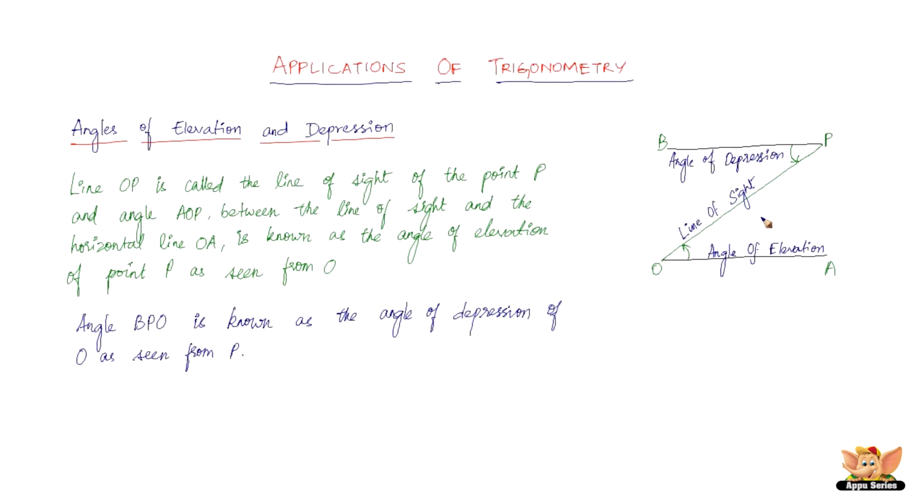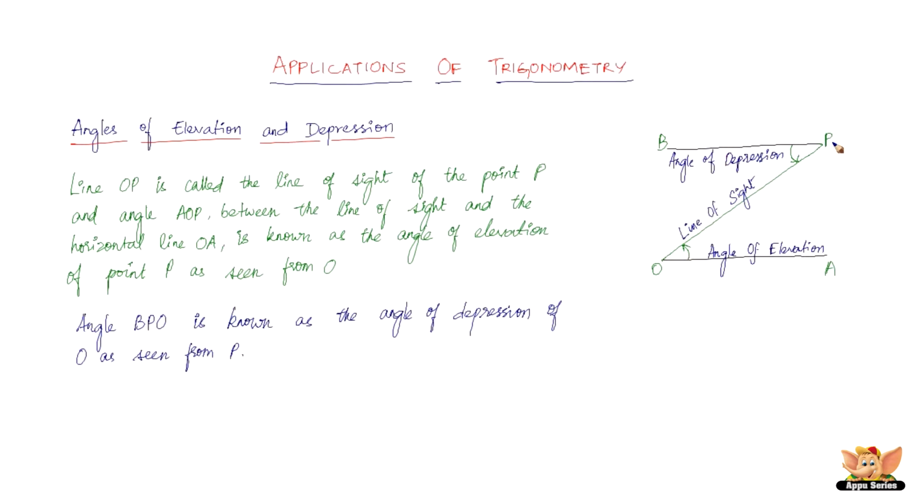So what is that angle called? You're elevating yourself to look at that point. Therefore, this angle is called the angle of elevation of point P as seen from O, right? The green line here is the line of sight, and the angle by which you tilt your sight to look at object P from object O is called the angle of elevation.